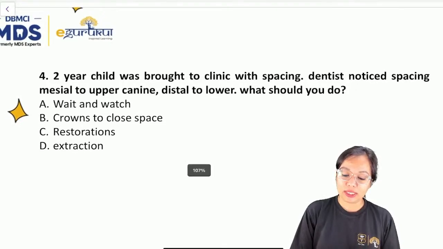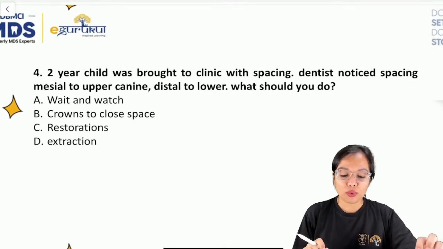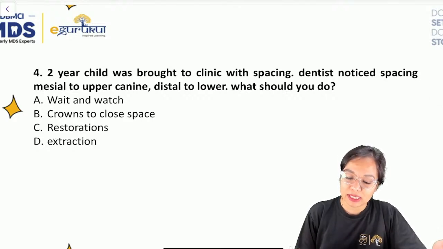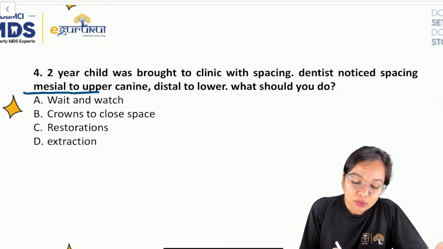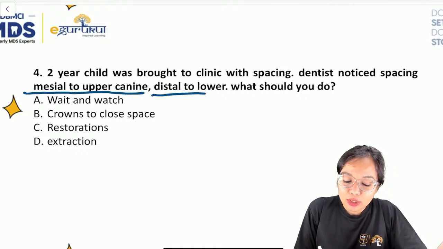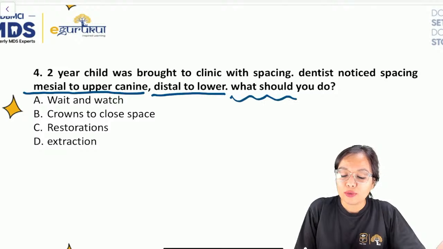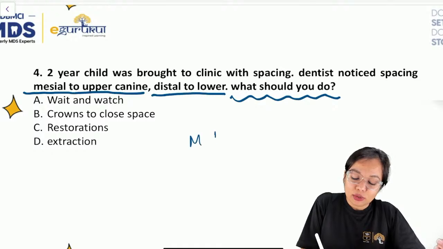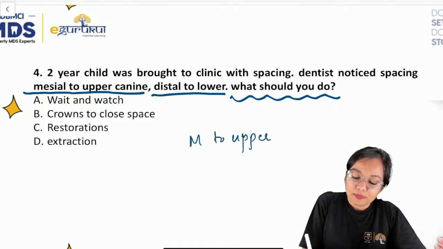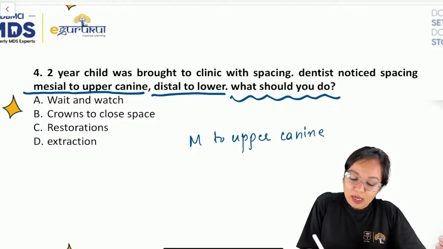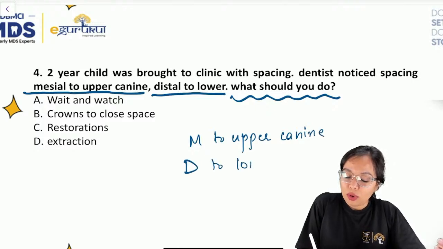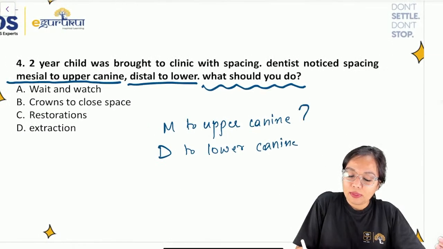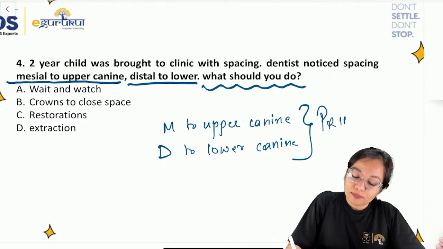The fourth question is, a 2-year-old child was brought to the clinic with spacing. So where is the spacing? As they say, the spacing is mesial to the upper canine and distal to the lower canine. So what are you supposed to do as a clinician? As soon as you see spacing mesial to the upper canine and distal to the lower canine, the first thing that strikes your mind is a primate space.